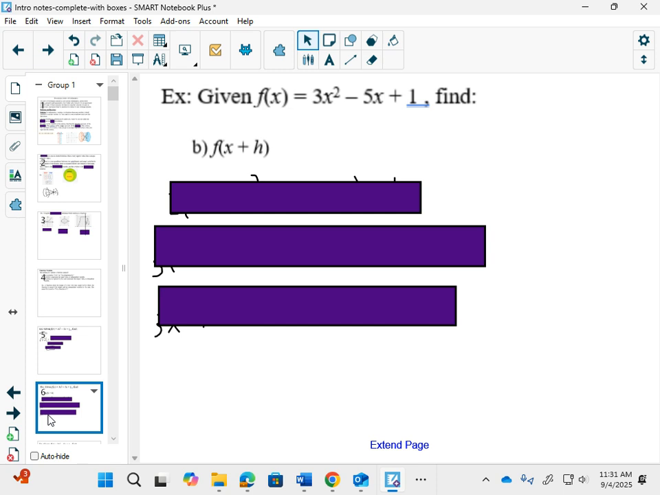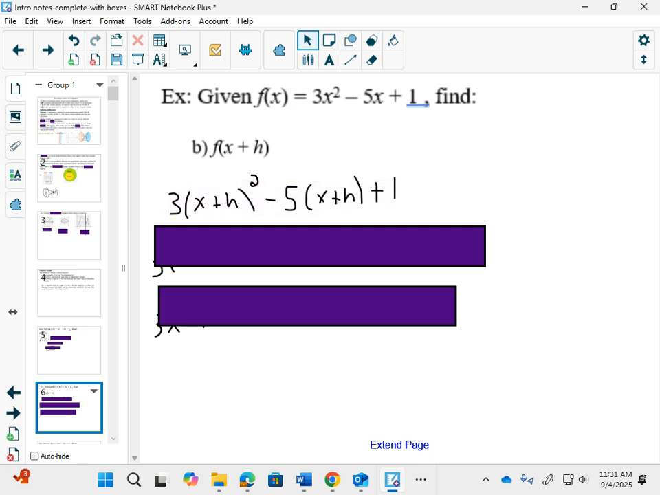I could even do a function where I put a person in there. I could do f of Nikita. And then it would be Nikita squared. I don't know what that would look like. It might be kind of scary. But whatever you put in replaces the x. So this is step number 1.